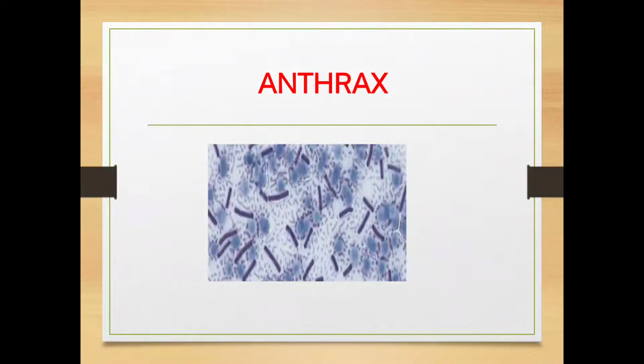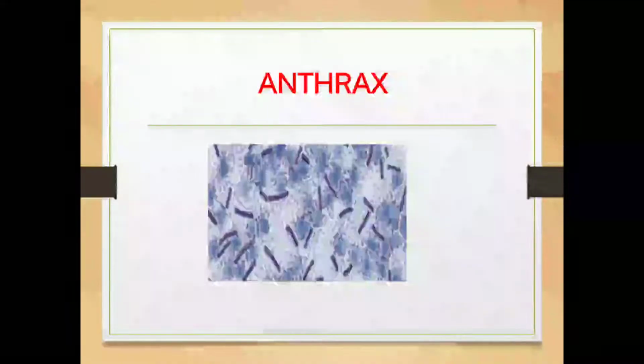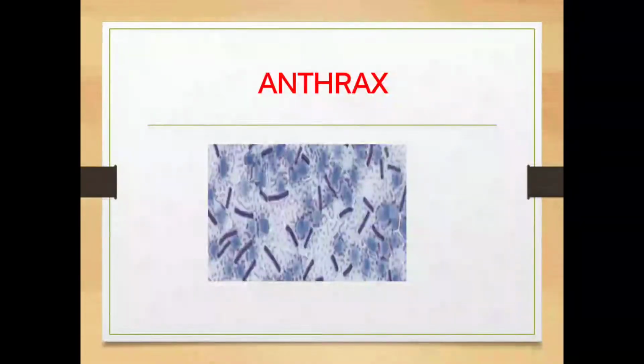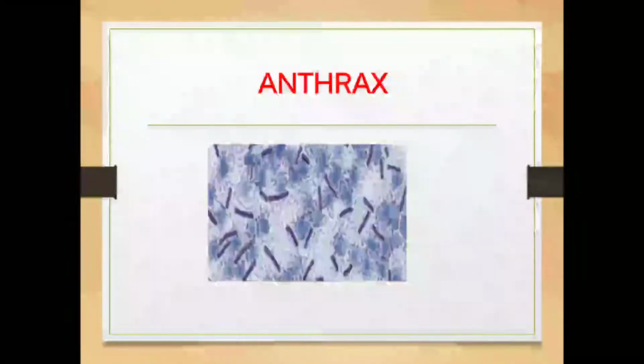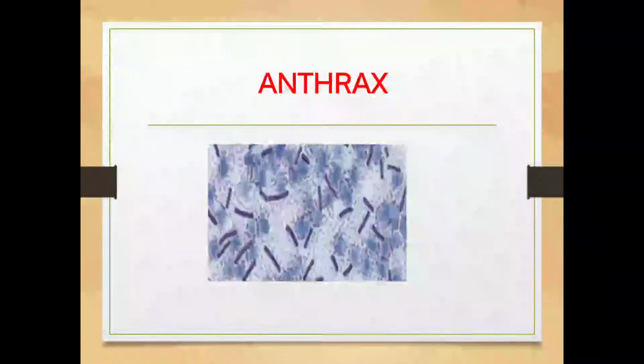Those potent toxins are classified as factor 1, factor 2 and factor 3. Factor 1 is the edema factor, factor 2 is the protective antigen and factor 3 is the lethal factor. As the name suggests, the edema factor leads to the formation of edema, and the protective antigens help the bacteria escape phagocytosis by the macrophages of the host, and the lethal factor finally causes the death of the animal.